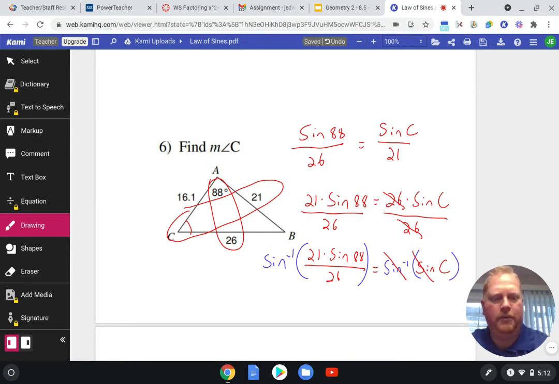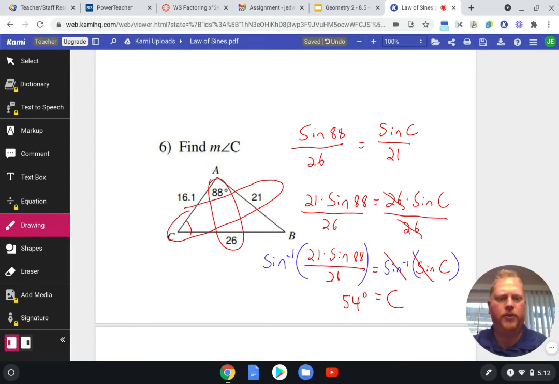Now this is a handful to put in your calculator, but I have to do the inverse sine of 21 times the sine of 88 divided by 26. So I'm getting 53.82. If I round that to the nearest whole degree, that would be 54 degrees. Final answer.